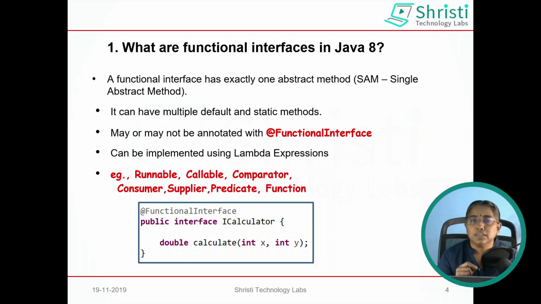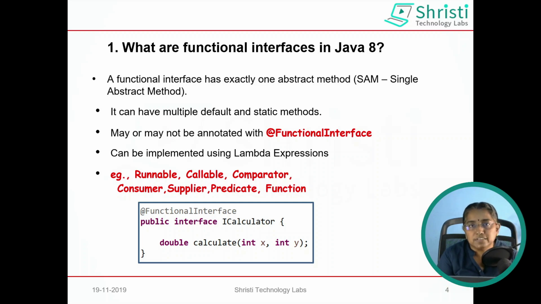When he said what are functional interfaces, I told them they are interfaces with one single abstract method. The next question was, can functional interfaces have default and static methods? The answer is yes. Functional interfaces may or may not be annotated with the @FunctionalInterface annotation. This annotation is especially for the compiler to understand that this is an interface which should have only one single abstract method. If you try to add more than one, it will give you a compiler error.